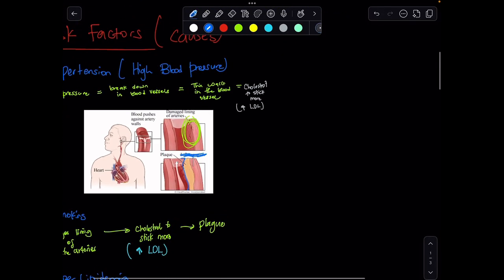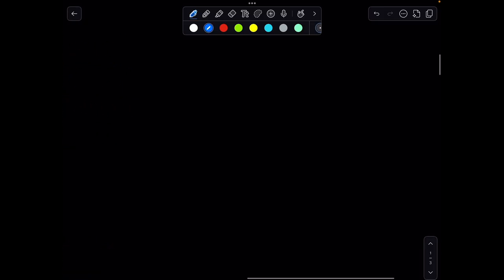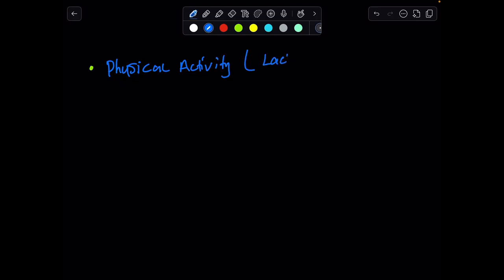Let's go on some more. There's just a few more, guys. Diet, physical activity, or lack of. How does lack of physical activity cause that? Because remember, let's also put obese right here because it goes hand in hand.